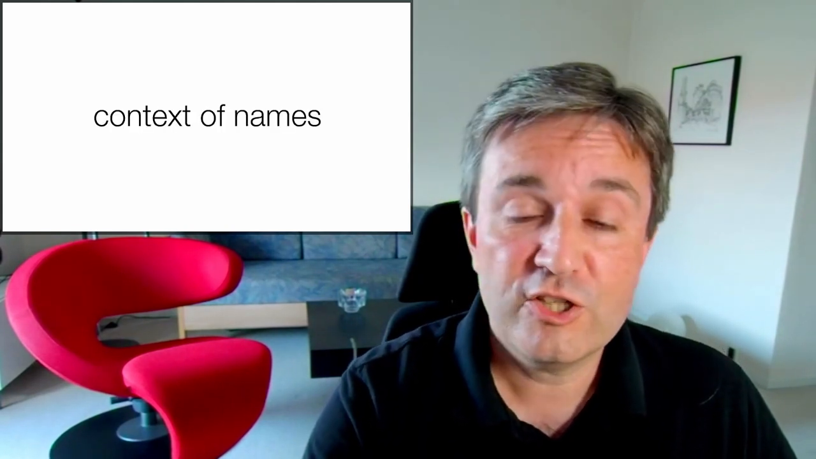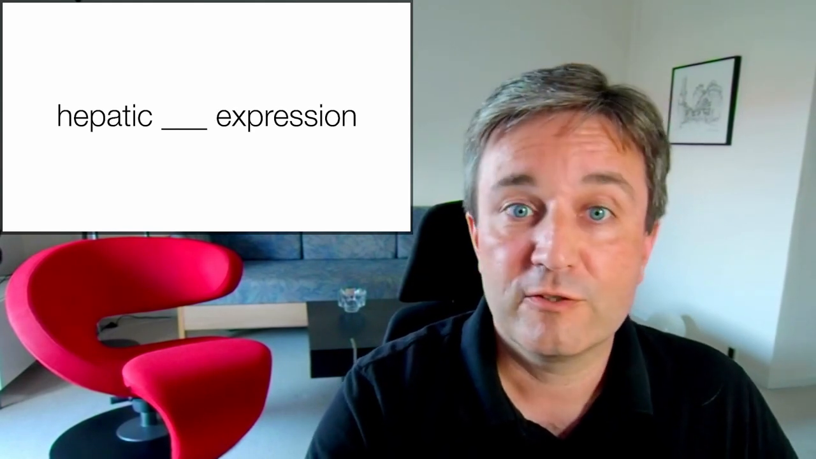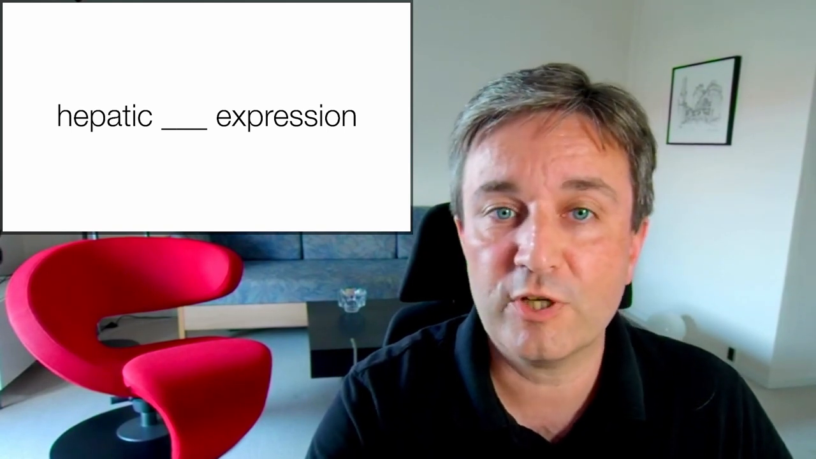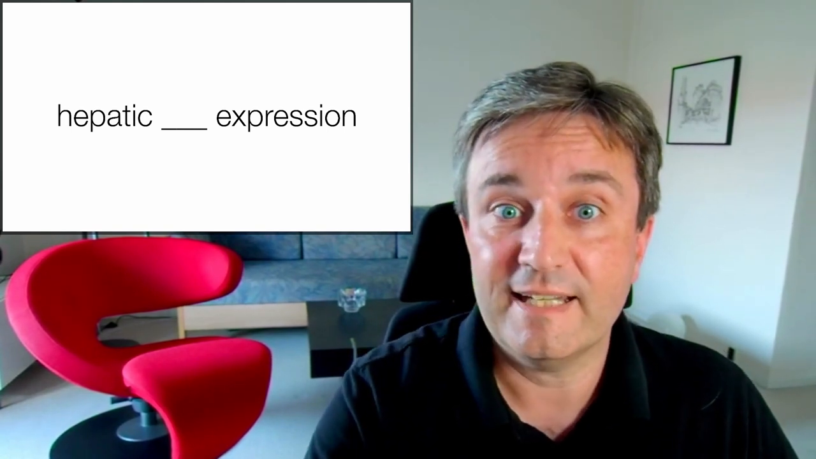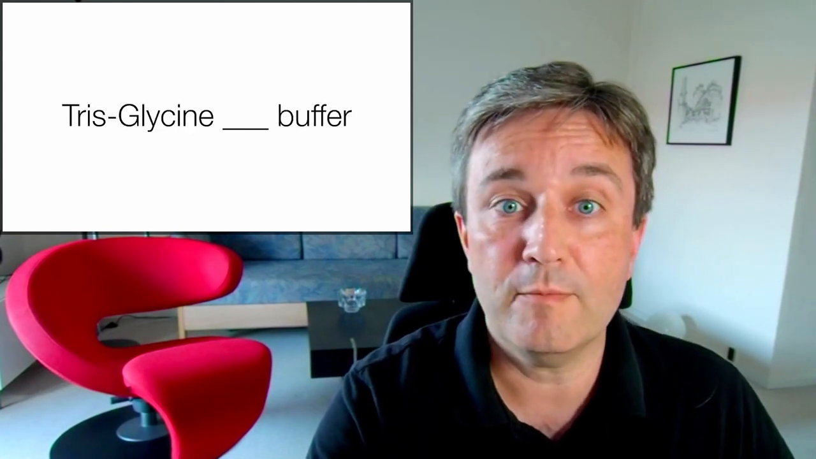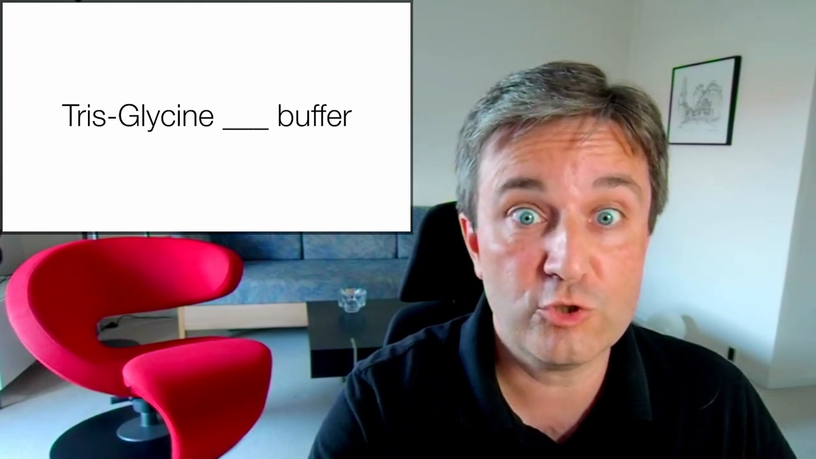You can also look at the context around the names. In other words, the other words around them. So if you have a gene name like SDS and the text says hepatic SDS expression, you would think that this is clearly a gene name in this context. However, if the exact same name appeared and it said tris-glycine SDS buffer, you would know that this is for sure not a gene name.